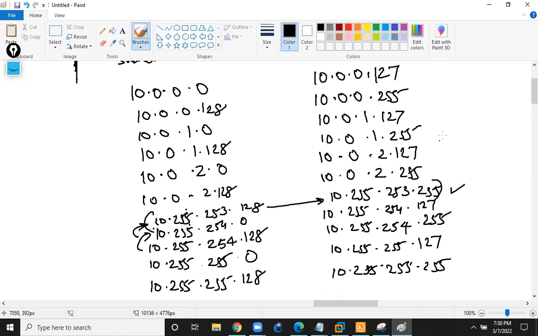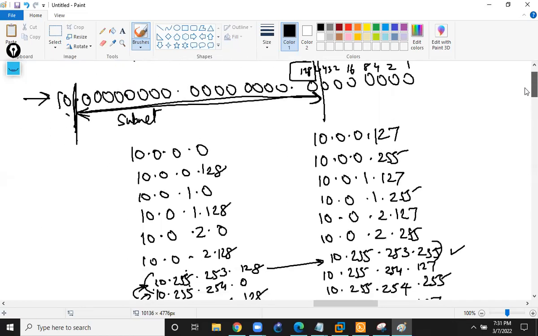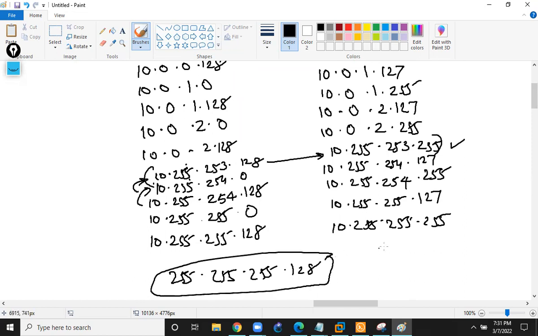Yes. And what is the required subnet mask after the subnetting? 255.255.255.128. The subnet mask will be the same as that of the previous one. Clear? Because we have drawn the line at the same place.